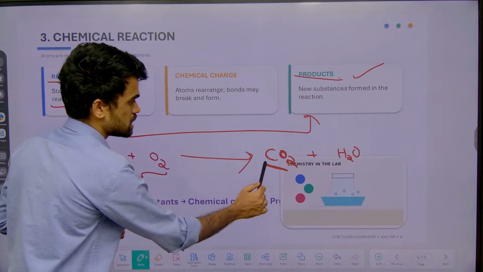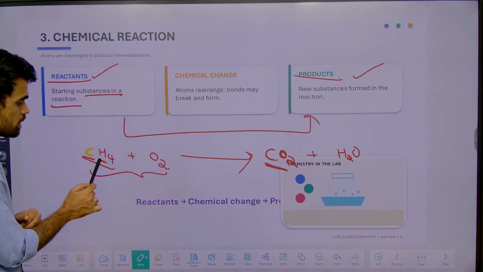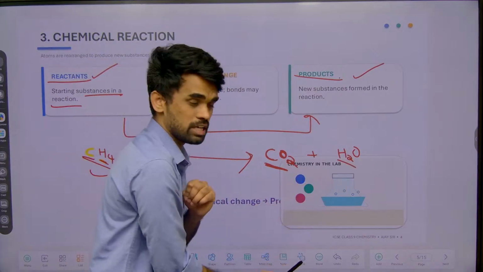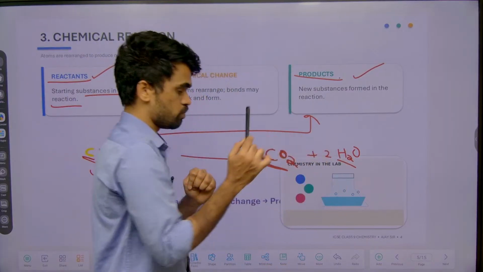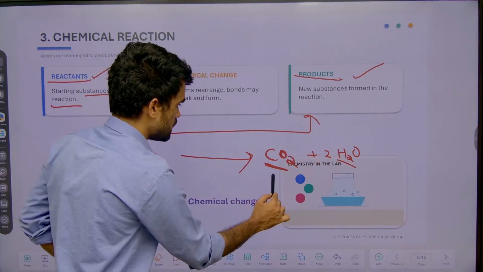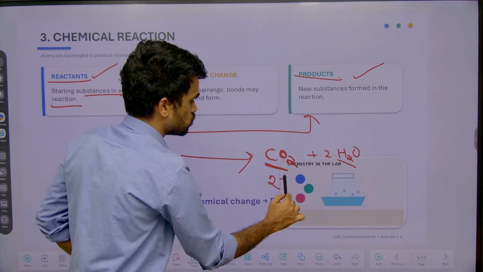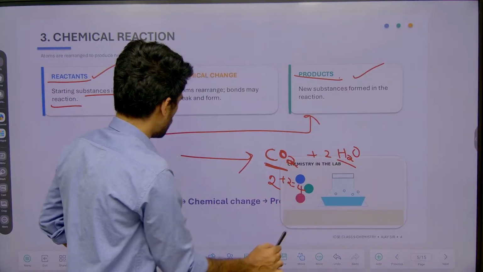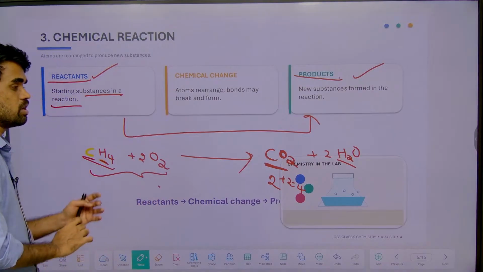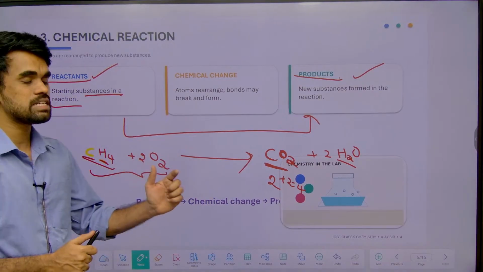So here also it is 1. Here, how many hydrogens are you seeing? 4 hydrogens, but here only 2 hydrogens, so you just multiply it with 2. Then next, total how many oxygens are you seeing? Here it is 2 and here it is also 2, so total oxygen atoms are 4. So here also it should be 4. It means 2 2s are 4 oxygen atoms. So this is called a balanced chemical reaction.